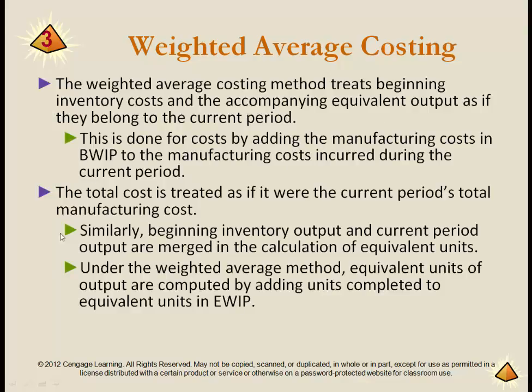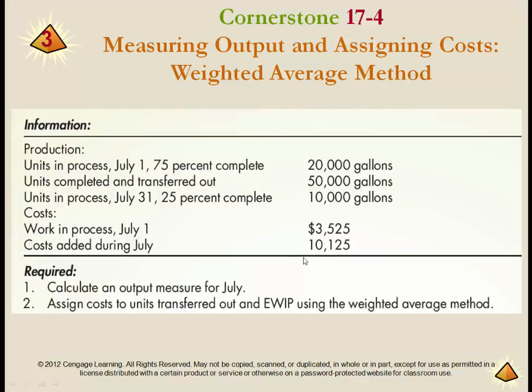The weighted average cost treats beginning inventory costs and accompanying equivalent units as if they were all in the current period. So we don't go backwards. It's all one big pot is what it's really trying to say here. And the output is the same. So you're just calculating equivalent units that way. So let's take a look at our example.